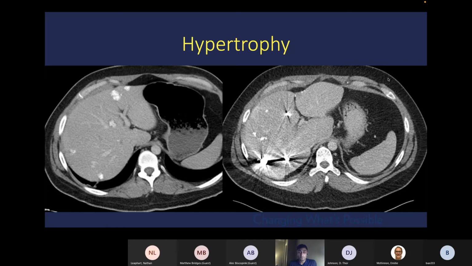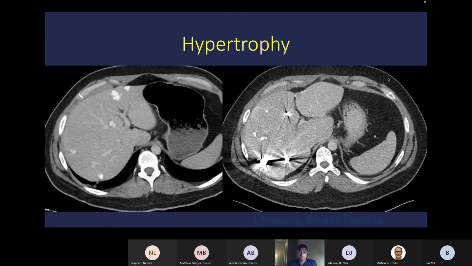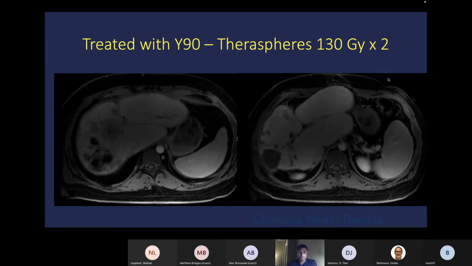And in this case, it didn't work. The left lobe is still way too small to do an operation on this young guy who has metastatic colorectal cancer and no left-sided disease. And so we did Y90, and you can see this is the same liver here as here. And you can see the right lobe is a lot smaller, but that left lobe is huge relative to it, tripled in size.